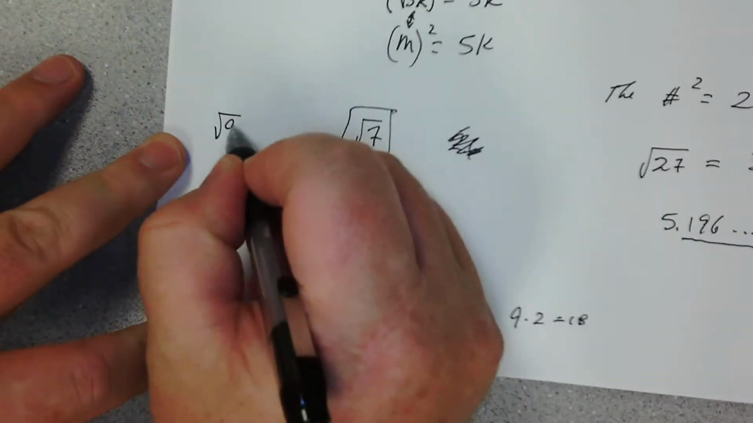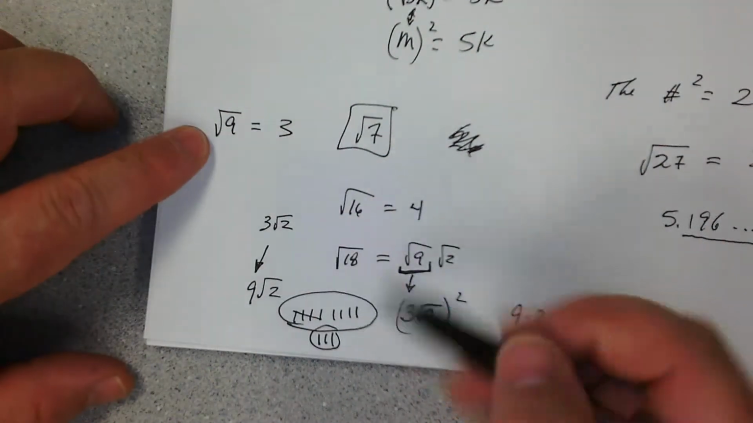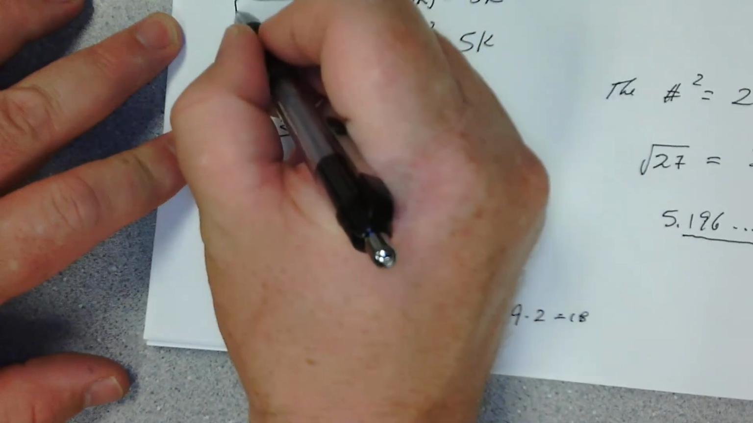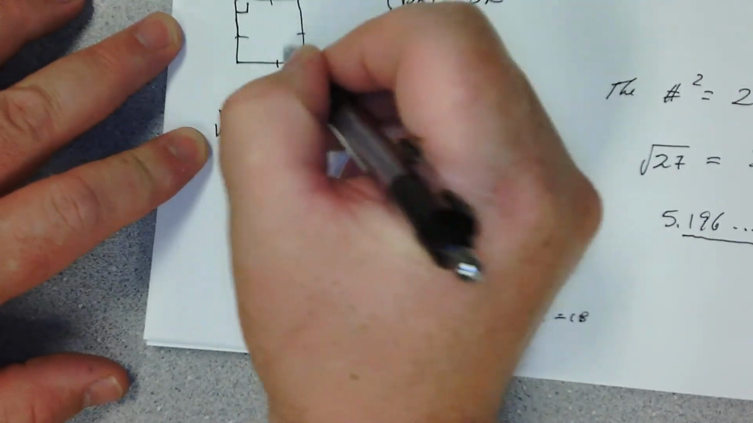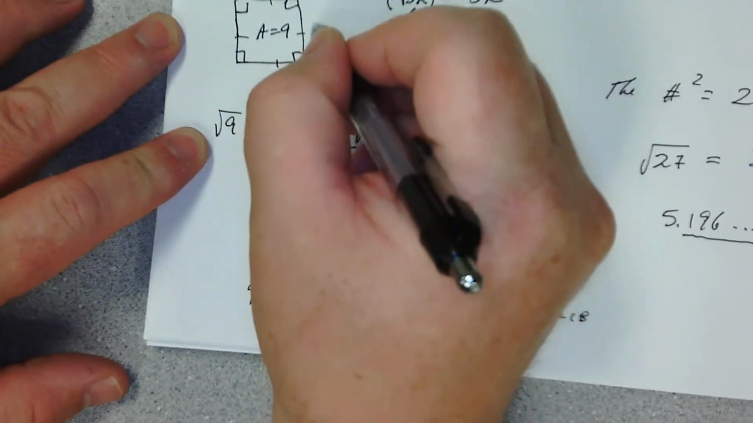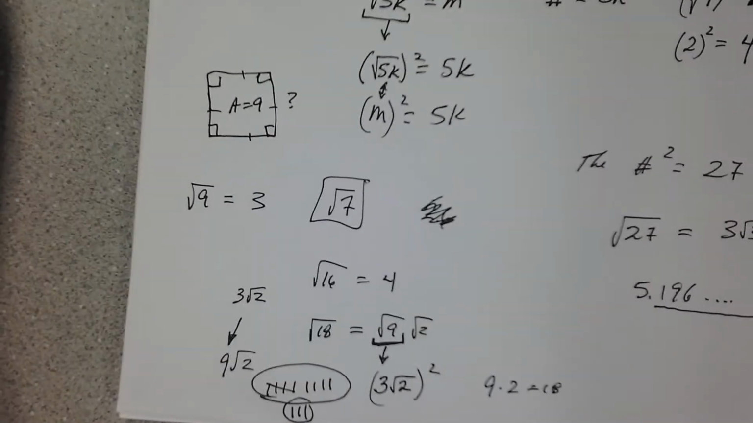Now, however, the square root of 9 does equal 3, but the square root of 9 is not this. You can consider it this way. It's like a square, right? Squares have all equal sides, all right angles, with an area of 9, and it's saying how long is the side. That's the square root of 9, okay?